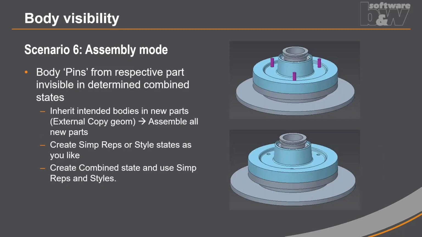And this is very similar to my last scenario from the assembly, where I wanted to have two different combined states switching back and forth. One time I'm showing the pins, in the other I don't want to see them. Again, I used an extra part for this, used external copy geom for that. And I created simp reps. In my example, I created simp reps and used them in respective combined states. So let's have a look how this works.